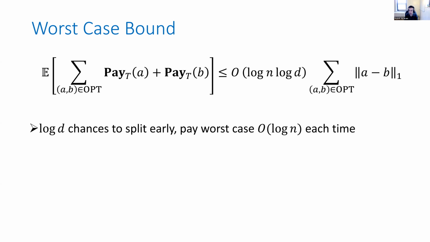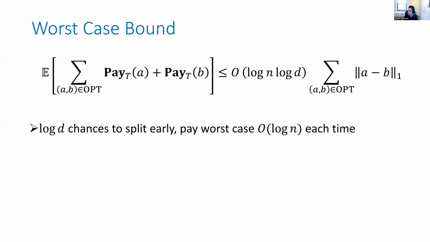And we said that every chance they had to split early, we're going to pay the worst case cost. We're saying every single level, in the worst case, the distance from A to the center of mass is a log n factor larger than it should be. And so as a result, we got a log n factor times a log D factor.